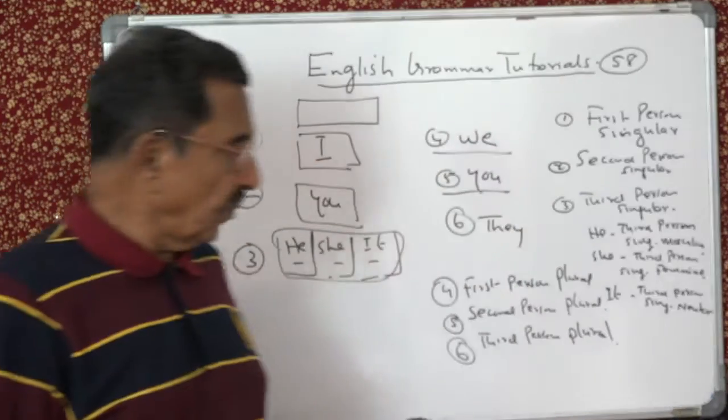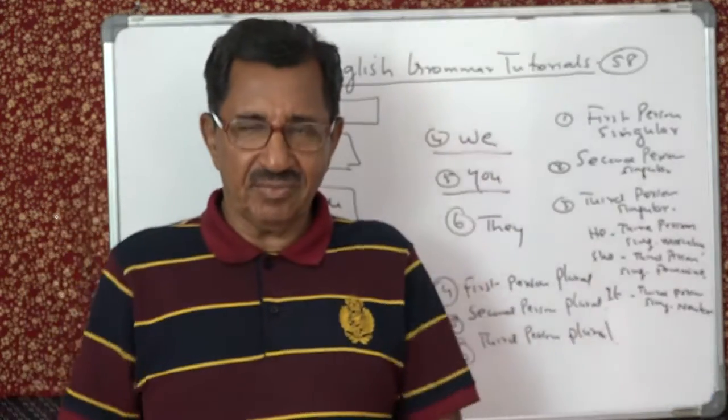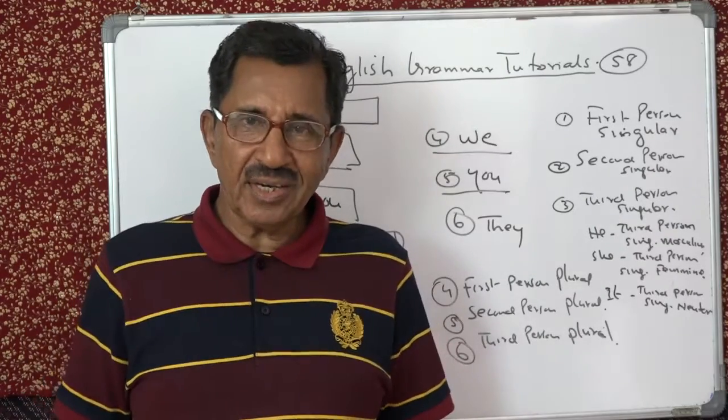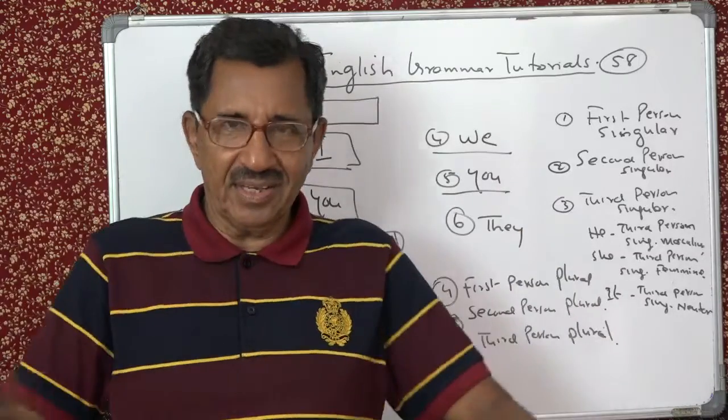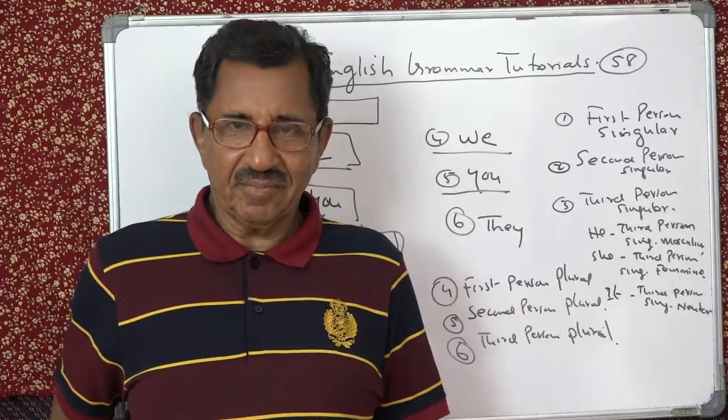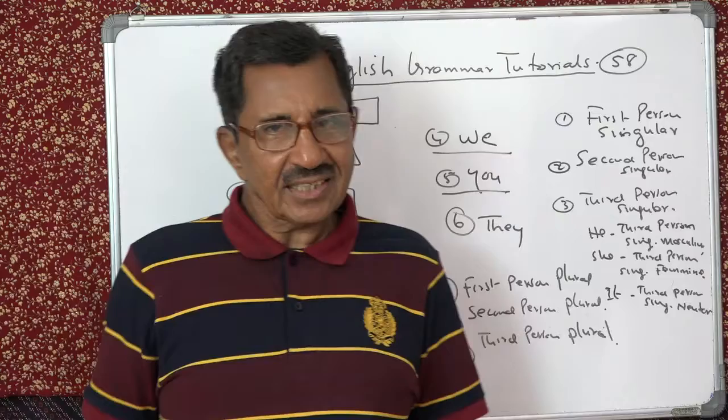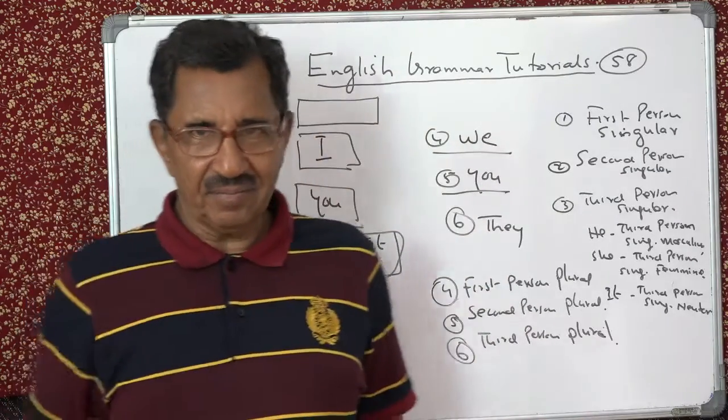Understand? Nobody is we, but everybody is we. Nobody is you, plural, but everybody is you. Nobody is they, but everybody, we can say they. How is that? This concept should go deep into your mind.